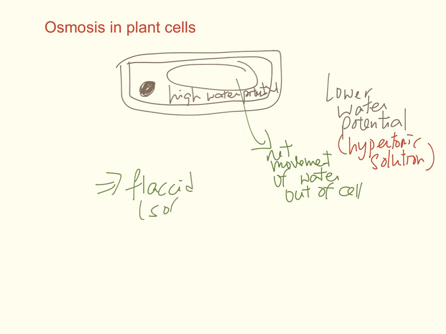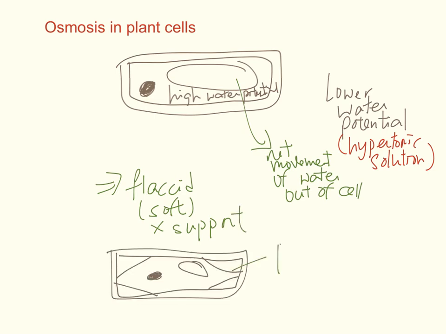Flaccid is basically a fancy word for becoming soft. So in this case, the plant cells will not be hard and strong enough to support the plant. In some cases, there will also be plasmolysis, meaning that the cell membrane and the cell wall, they separate from each other. The vacuole will also be smaller because it is losing a lot of water.